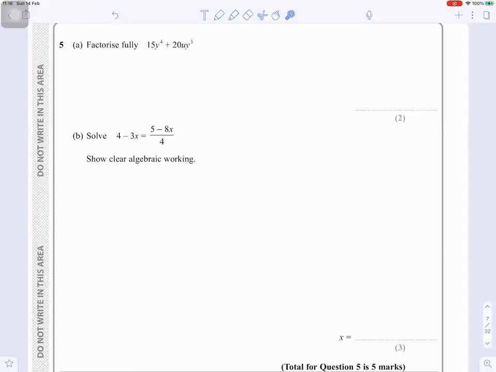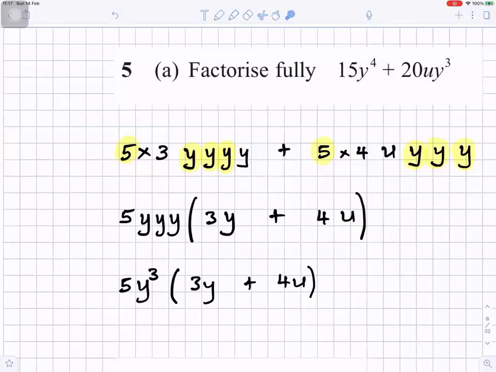Question number 5. Factorize fully 15y^4 + 20uy^3. So to factorize fully, you can write 15y^4 as 5 times 3, y to the power 4 is y times y times y times y. Plus 20 is the same as 5 times 4, and then u, and then y cubed is y, y, y.